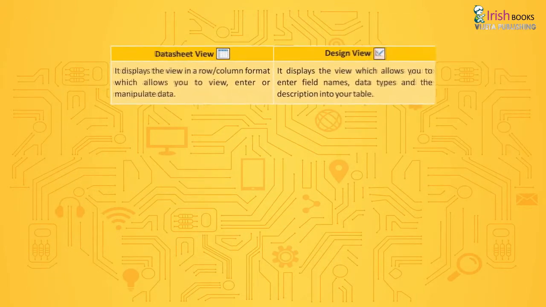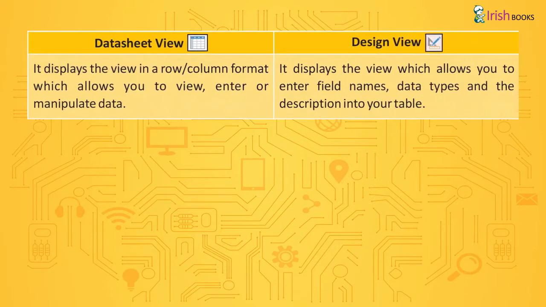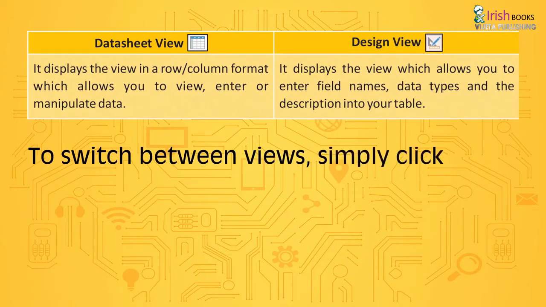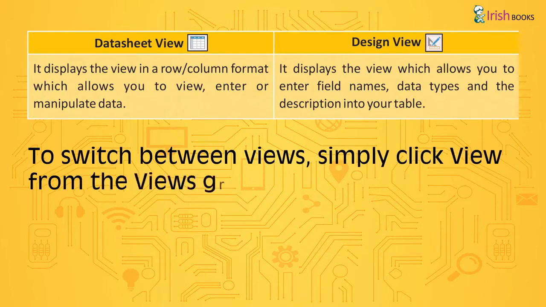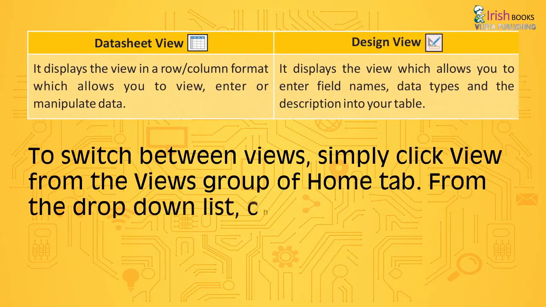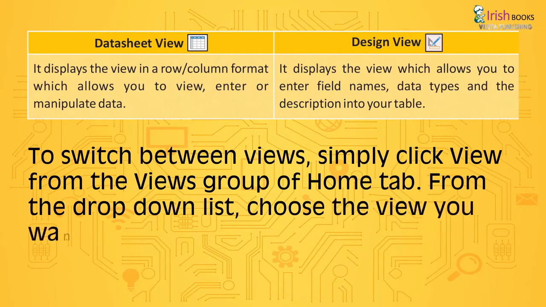Datasheet view, design view. It displays the view in a row or column format, which allows you to view, enter, or manipulate data. It displays the view which allows you to enter field names, data types, and the description into your table. To switch between views, simply click View from the Views group of Home tab. From the drop-down list, choose the view you want.